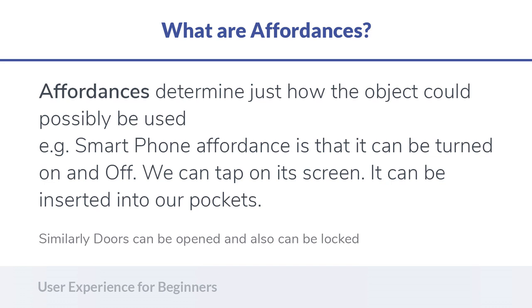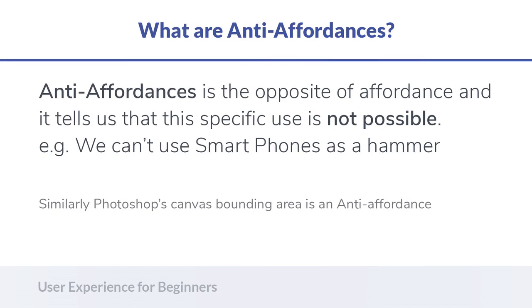Similarly, doors, they can be opened, they can be locked, you can hide behind a door. This is also an affordance. Now let's see what anti-affordances are. Anti-affordance is the opposite of affordance, and it shows what you cannot do with that item or object.